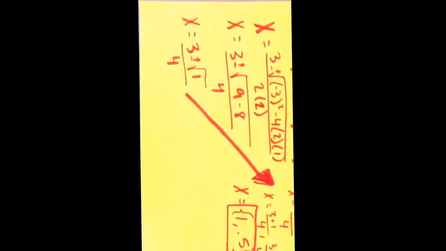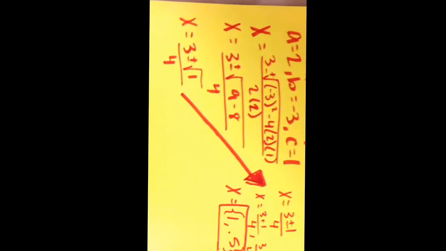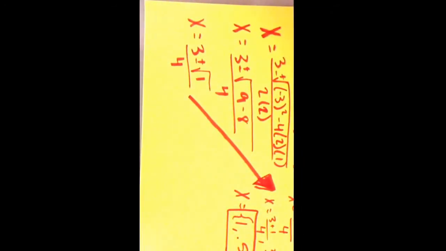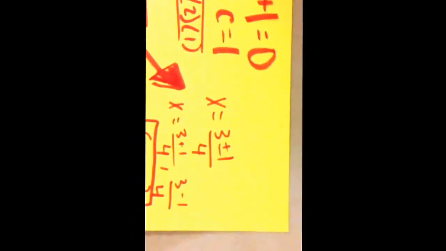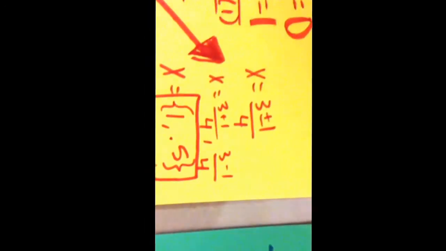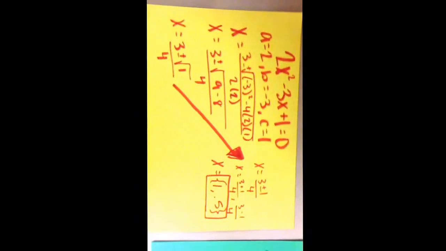Simplifying that using the calculator, 3 plus or minus the square root of 9 minus 8, over 4. 3 plus or minus the square root of 1, which is 1, over 4. So you split that up and you have x equals 3 plus 1 divided by 4, and 3 minus 1 divided by 4. X equals 1 and 0.5, therefore it intersects the x-axis twice.